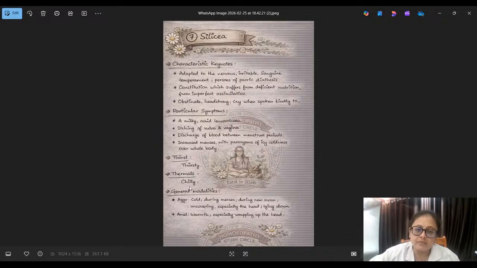She is thirsty. She is chilly. Aggravation from cold, during menses, during new moon, from uncovering, especially the head. She is so chilly. The Silicea patient is very chilly. Like again, Boericke says, the Silicea patient wants to hug the fire. That patient is so chilly. You cannot hug fire literally, but the patient is so chilly that she always wants warmth, or a warm climate or warm environment. Okay, lying down aggravates. Amelioration from warmth, especially wrapping up the head. She will feel much better wearing a muffler, cap, all those things.